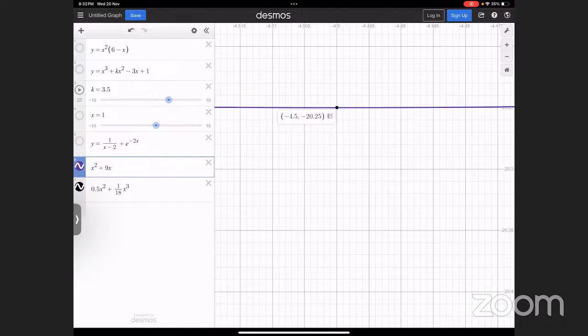Horizontal gradient, is it 0? Yes. Gradient means slantedness. Is horizontal any slantedness? No. So no slantedness means 0. That makes some sense, right? Not quite easy to remember.